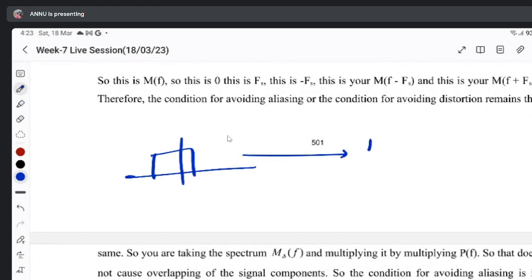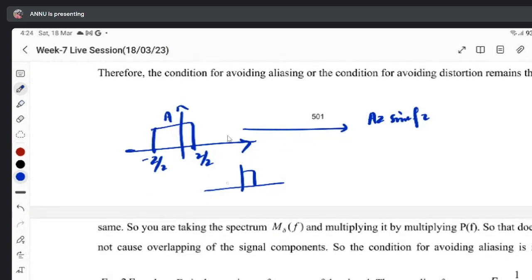This will have a tau sinc(f tau), which is from minus T by 2 to T by 2. And similarly, if you have just a shifted version of it, this one all will have sinc only.